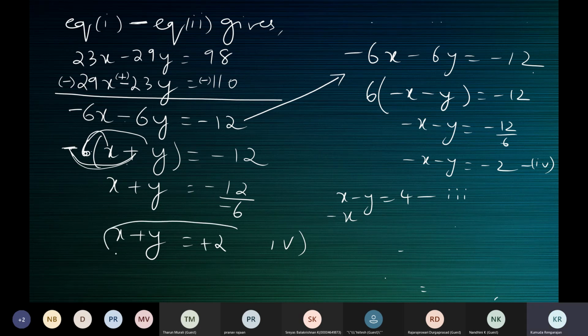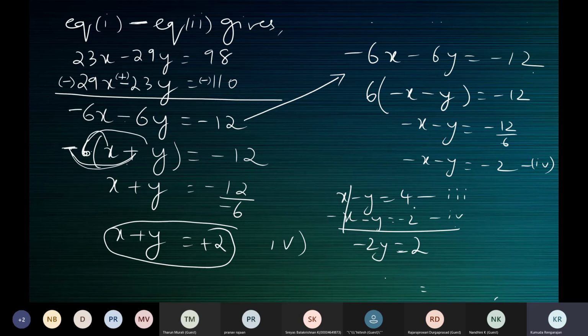If you take minus 6 common, this is our fourth equation. If you take 6 common, you get minus x minus y is equal to minus 2. Right? Minus x minus y is equal to minus 2. This is our fourth equation. x minus x cancels, so you get minus 2y is equal to 2. 4 minus 2 is 2. y is equal to 2 by minus 2, which is minus 1.